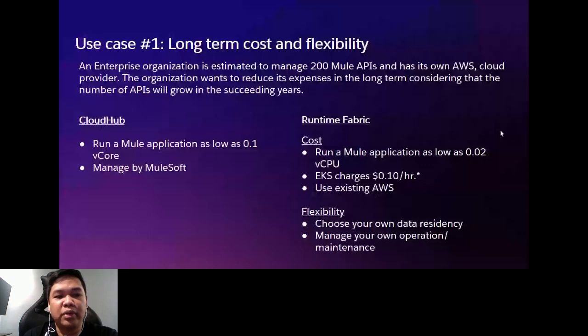So if you try to compare that to the vCore, it's more granular. And we have here the EKS, which is $0.10 per hour. To be honest, it's not a big amount. And if you have existing AWS as well, the good thing is we all know that if you are using more services from MuleSoft, that means we can avail discount from AWS. So if you're using a lot of EC2 instances, we can get a discount from them. So in terms of cost, of course, it's less.